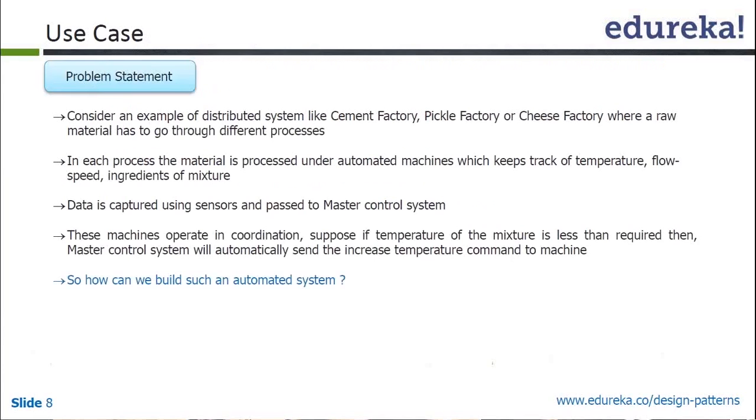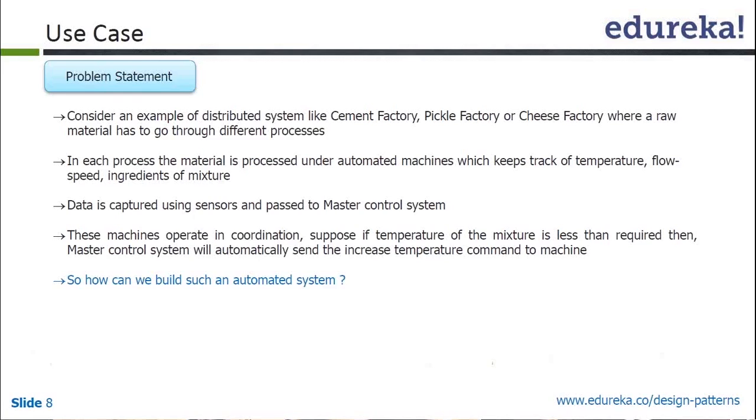Today we are going to look at a use case, a problem statement. We're going to say that let there be some sort of factory, a factory which consumes the raw material and produces the finished good. That factory could be a cement factory or a pickle factory or a cheese factory, even a chocolate factory if you like. The factory is going to get some raw material. There would be some automated machines that keep track of the speed, the temperature, the ingredients and all.